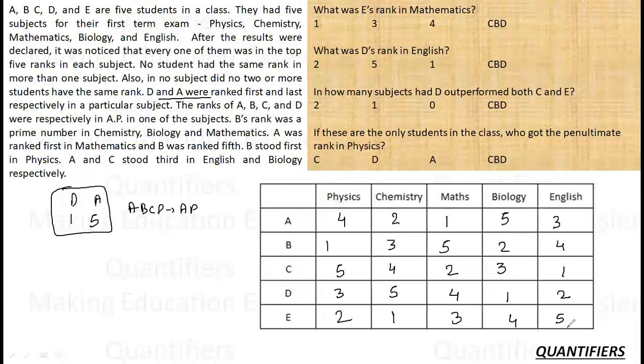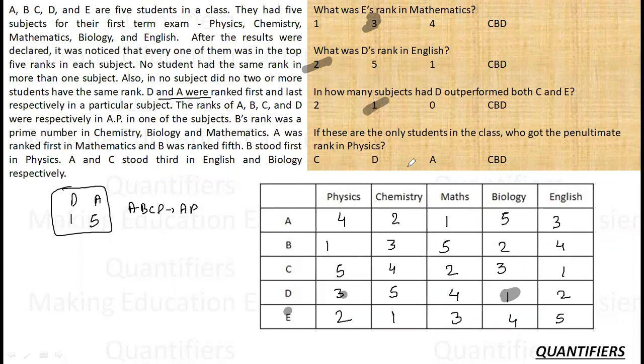This completes my results. Let's look at the questions. First question: what was E's rank in mathematics? E in math has rank 3. What was D's rank in English? D's rank in English is 2. In how many subjects did D outperform both C and E? So D is 3 here, 5 not, 5 not, 4. Here D has outperformed, but not here. So it is only one subject.